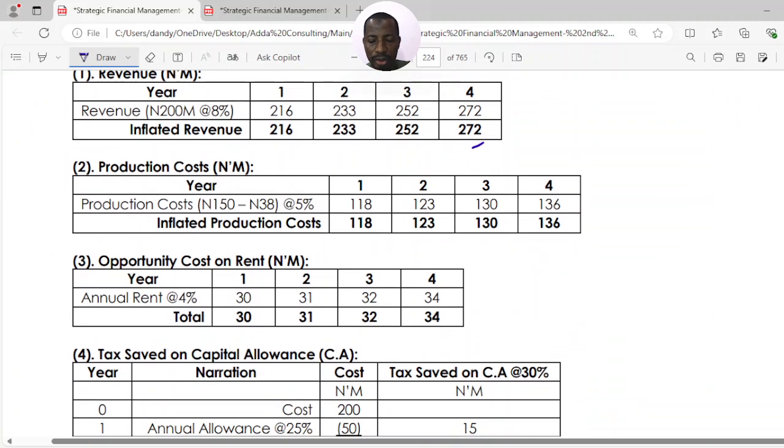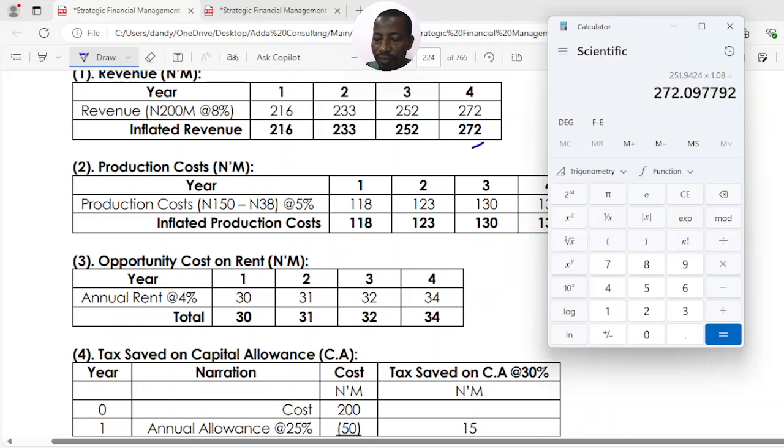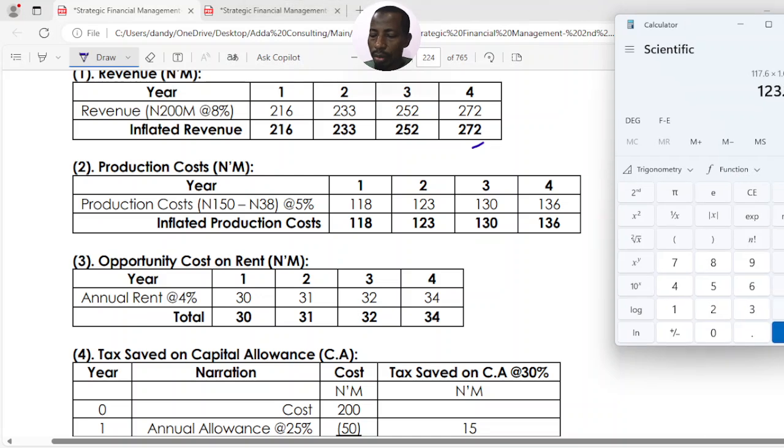So the production cost, like I said, is 150 million minus 38 million. That's 112 million. So inflation rate is 5%. Therefore, I will say 1.05 multiplied by 112. That's 118 you have in the first year. Multiplied by 1.05, that's 123 you have in year 2. Multiplied by 1.05, that's 130 you have in year 3. Multiplied by 1.05, that's 136 you have in year 4.